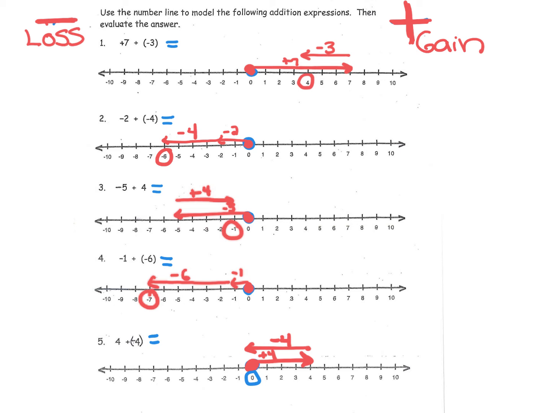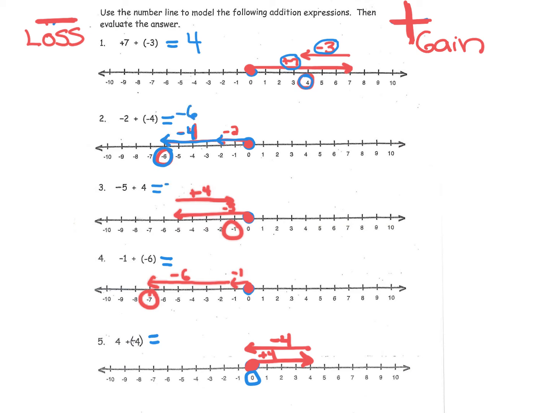In each case, make sure your arrow is labeled. For number 1, you should have a positive 7 moving to the right and a negative 3 moving to the left with an answer of 4. For number 2, you should have a negative 2 moving to the left and another 4 units moving to the left, labeled with a negative 4, and a negative 6 is your answer.